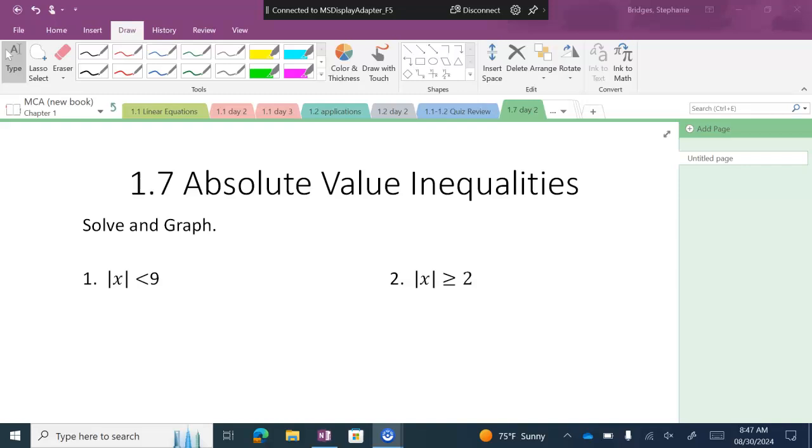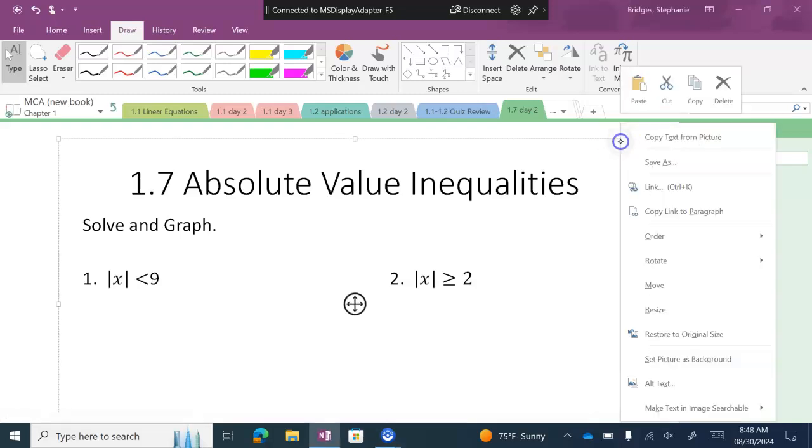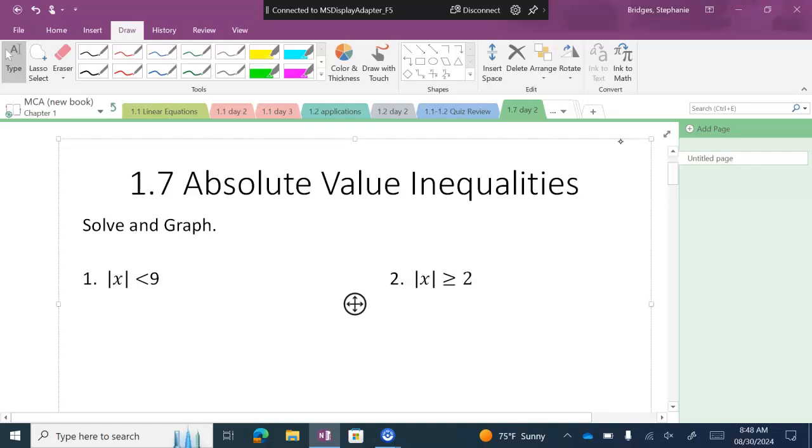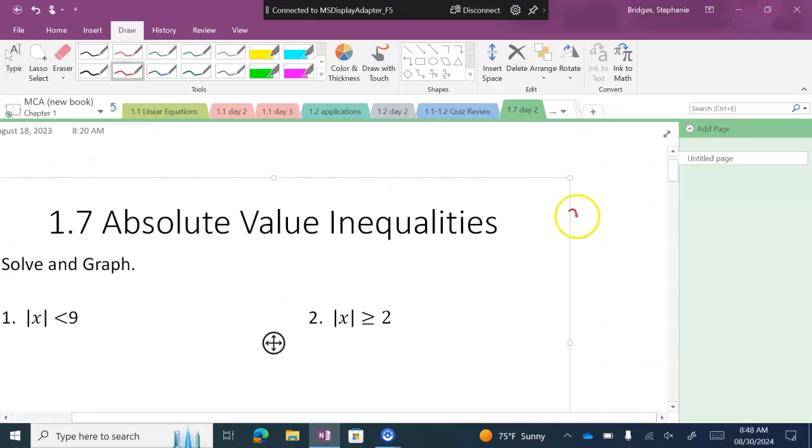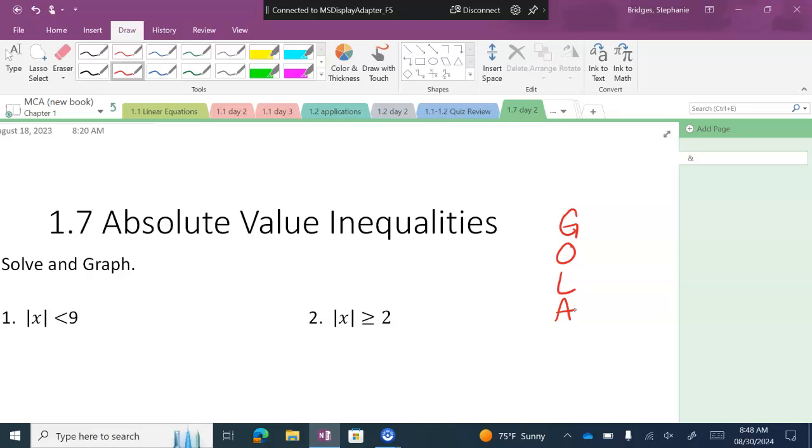Okay. So I have this little acronym for you to use to help you remember to decide which joining word to use. Once you get your absolute value by itself, then you're going to look at your inequality. And we're going to use this little word right here. You can call it GOLA, you can call it GOLA. I usually call it GOLA, just because it's easier that way. GOLA is going to help me determine which word to use, if I'm going to use and or if I'm going to use or.